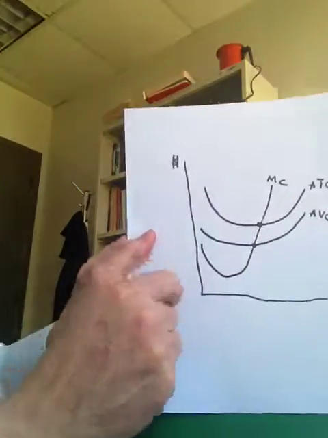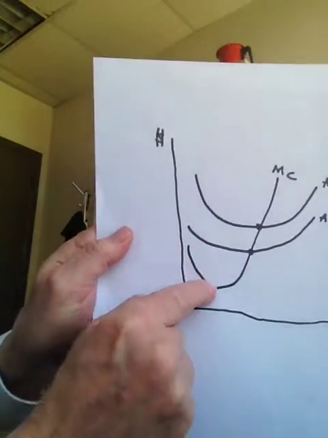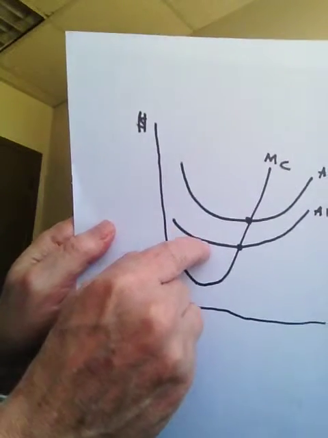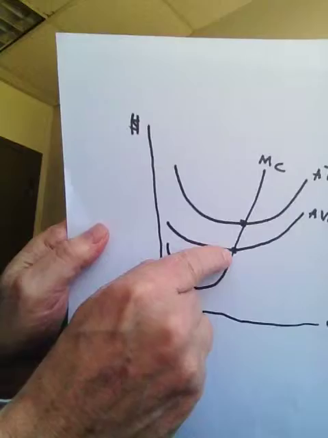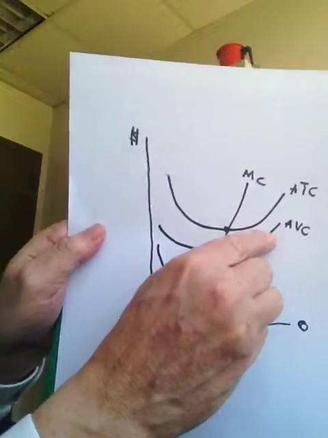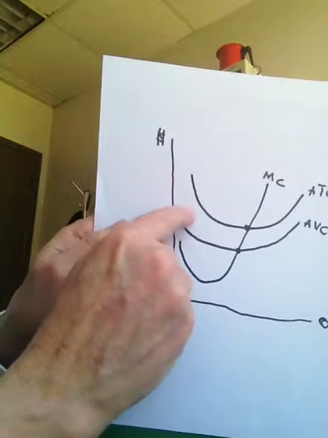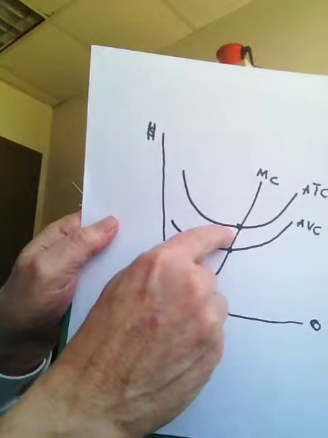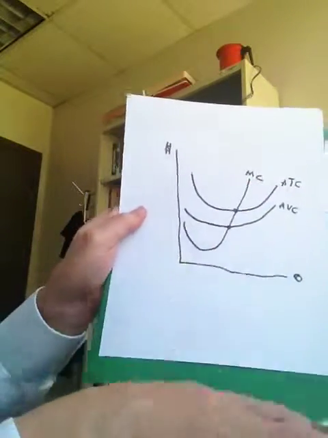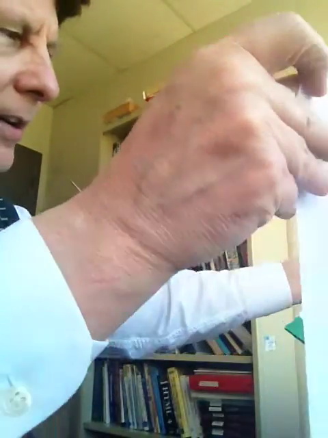In the same way here, whether it's rising or falling, when the marginal lies below the average, it's pulling the average down. When the marginal lies above the average, it pulls the average up. When the marginal lies below the average, it's pulling the average down. When the marginal lies above the average, it's pulling the average up. That's a very bad picture. Let me see if I can't draw a little bit better one to illustrate.